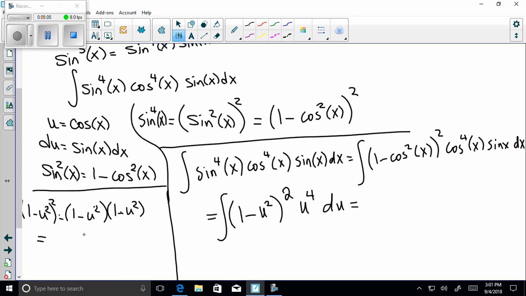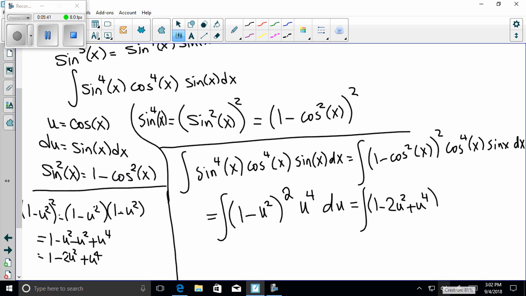And that's going to be 1 times 1 is 1. 1 times negative u squared is negative u squared. Then negative u squared plus u to the 4. So that gives me 1 minus 2u squared plus u to the 4. I'm going to put it here. So this is 1 minus 2u squared plus u to the 4 multiplied by u to the 4 du.